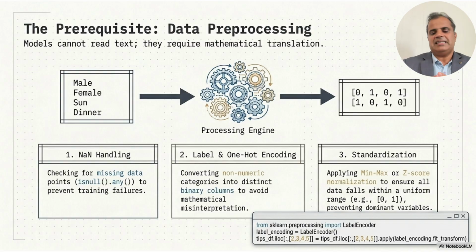Third is standardization, where we apply min-max or z-score normalization. This scales all our numerical representations into a uniform range such as 0 to 1, ensuring that high magnitude variables don't completely dominate the model's weight updates. As shown in the code block, tools like scikit-learn's label encoder handle this pipeline efficiently.